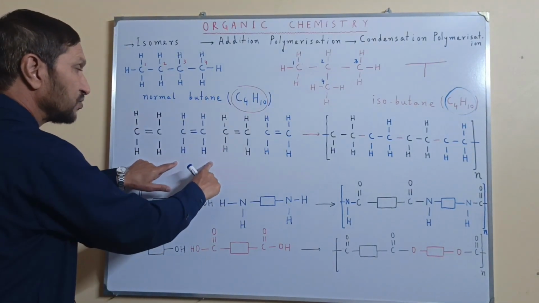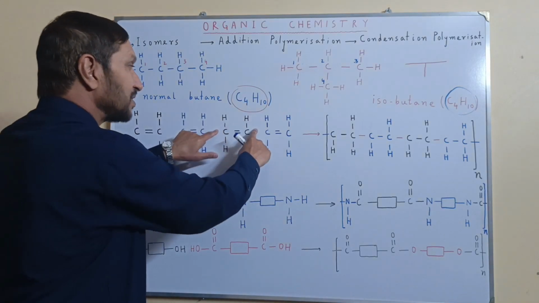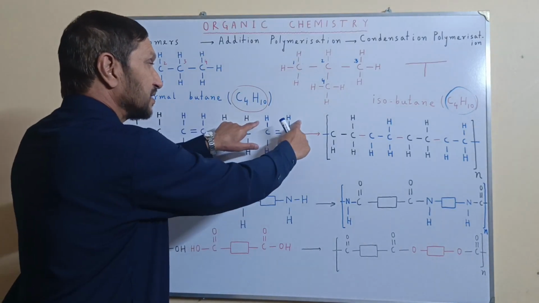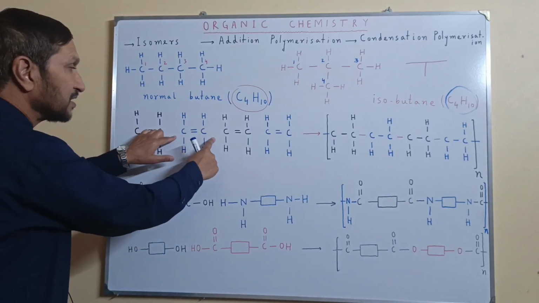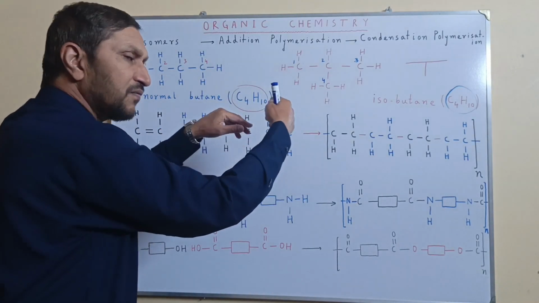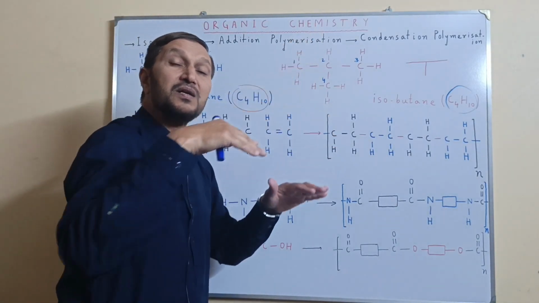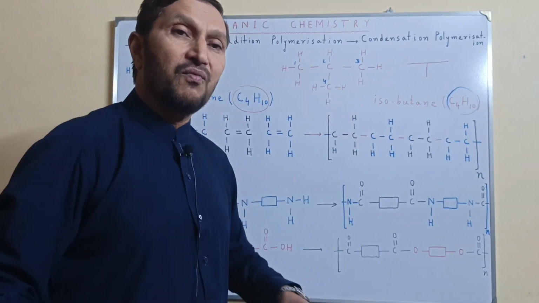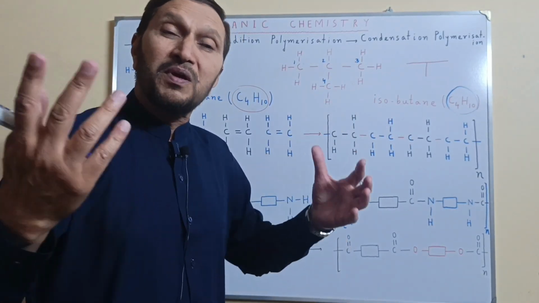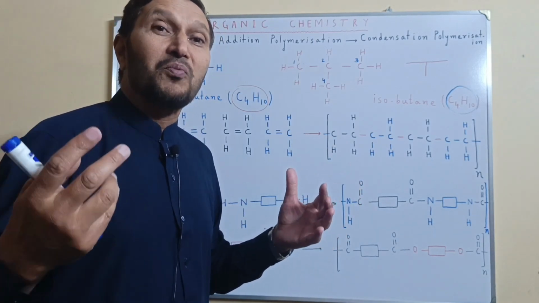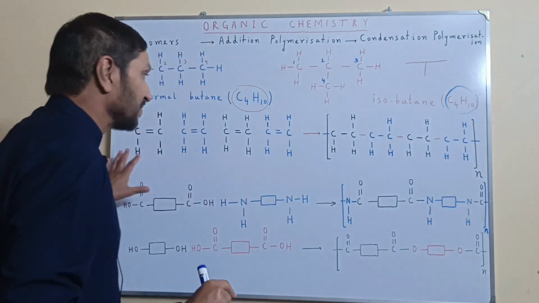This is another molecule of ethene. This is another molecule of ethene. This is the fourth molecule of ethene. This is the first molecule of ethene, second, third, fourth, fifth, and sixth, and so many. Maybe they can be 1,000. Maybe they can be 10,000. So many, several monomers, but all of the same type.